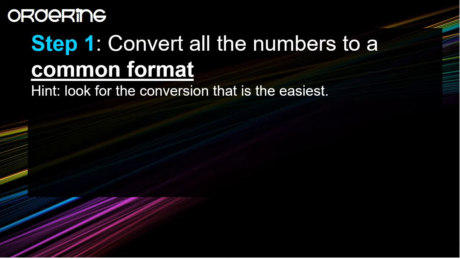So when it comes to ordering fractions, decimals, and percents, I'm going to give you a few steps here for your notes. Our first step is you're going to convert all the numbers into a common format. What that means is you're going to convert them all into fractions, or all into decimals, or all into percent. And our hint here is you're going to look for the conversion that is the easiest. Put a little smiley face next to the easiest word.